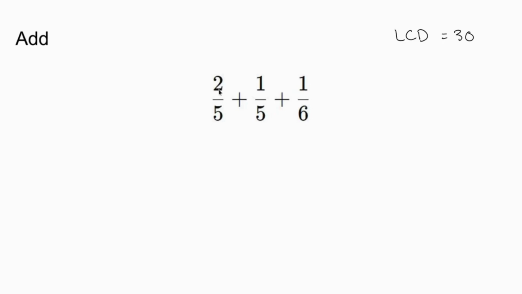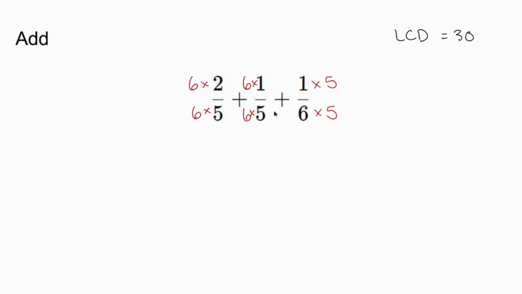So what I need to do is rewrite all three of these so that the denominator is 30. So if this denominator is 5, how can I make that 30? Well, multiply it by 6. And if I multiply the denominator by 6, I have to multiply the numerator as well. Now this also has a denominator of 5, so we're going to do the same thing. Multiply the denominator and the numerator both by 6. This denominator is 6, so how do I turn that into 30? Multiply it by 5. Whatever I do to the denominator, I do to the numerator as well.